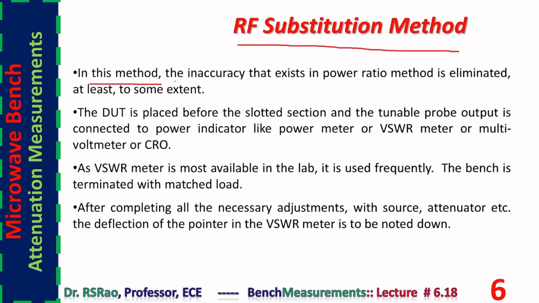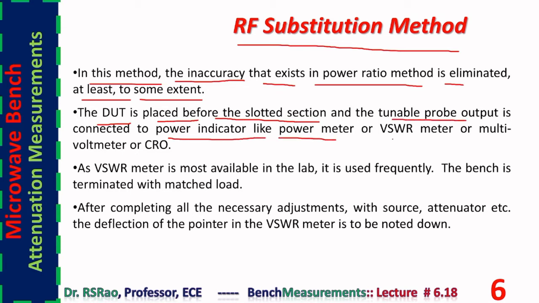In this method, the inaccuracy that exists in the power ratio method is eliminated, at least to some extent. The DUT is placed before the slotted section and the tunable probe output is connected to a power indicator like a power meter, VSWR meter or multi-voltmeter or CRO. As the VSWR meter is most available in the lab, it is used frequently. The bench is terminated with a matched load.